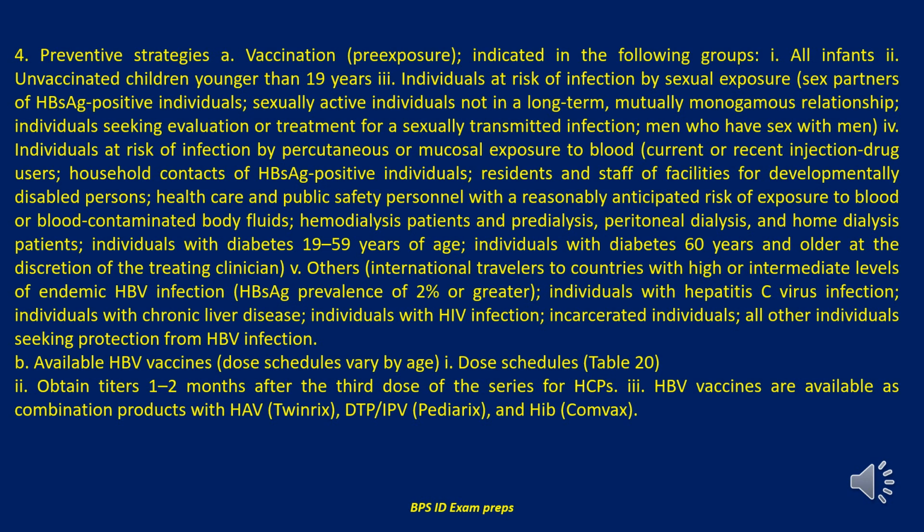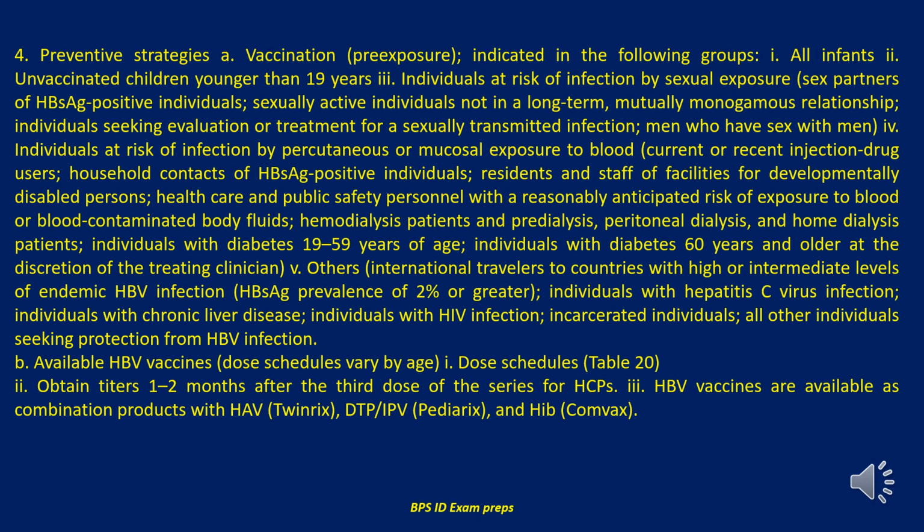A. Vaccination pre-exposure is indicated in the following groups. 1. All infants. 2. Unvaccinated children younger than 19 years. 3. Individuals at risk of infection by sexual exposure, e.g. sex partners of HBsAg-positive individuals, sexually active individuals not in a long-term, mutually monogamous relationship, individuals seeking evaluation or treatment for a sexually transmitted infection, and men who have sex with men.